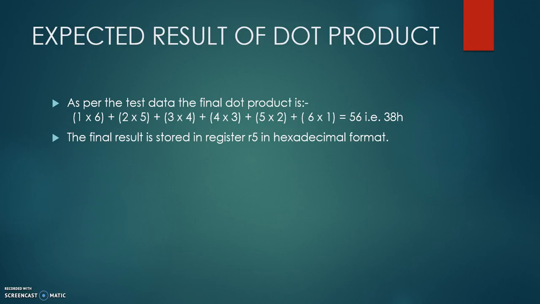Now, this is the expected result of the dot product. As per the test data, the final dot product is 56, that is 38 hexadecimal. Now the same final result has to be stored in register R5 in our execution result in hexadecimal format.